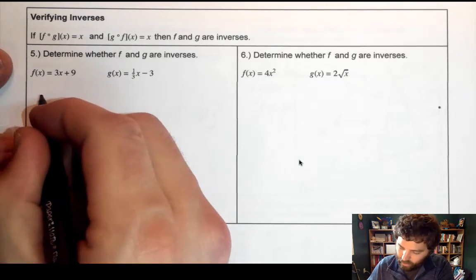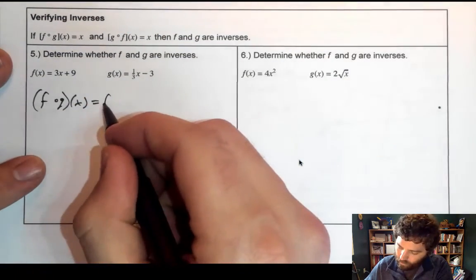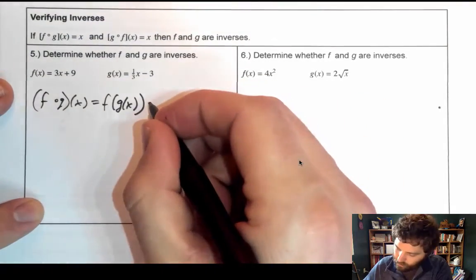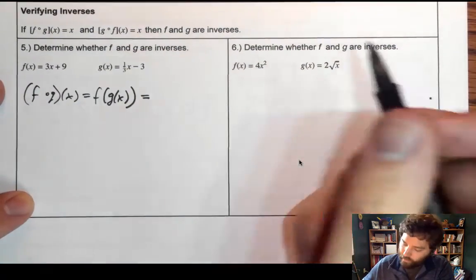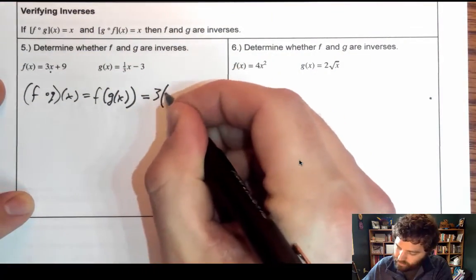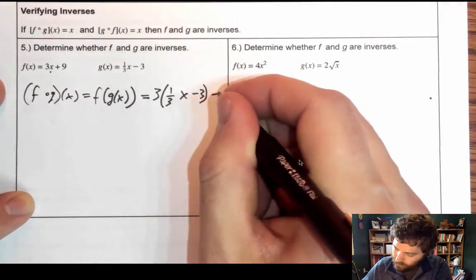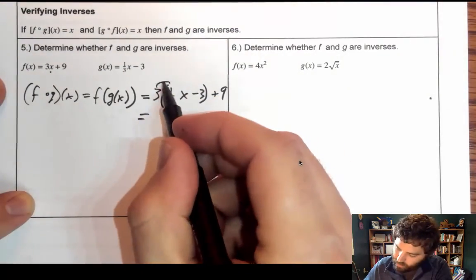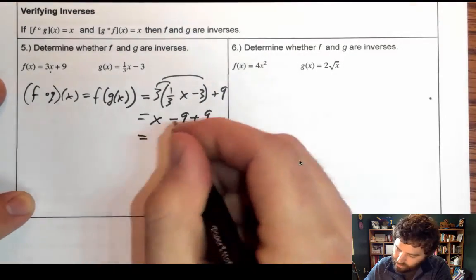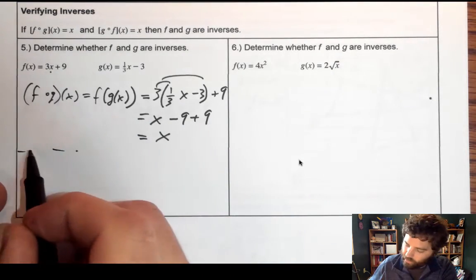Here's the process. I'm going to find f of g of x. Remember, that means you're going to plug g of x in for x in f. So I'll take 1/3 x minus 3 and plug it in here for x. I'll get 3 times (1/3 x minus 3) plus 9. Then we simplify. Distribute the 3, I get x minus 9 plus 9. Negative 9 plus 9 is 0, so I just get x. That's good news. So far it implies that those are going to be inverses.